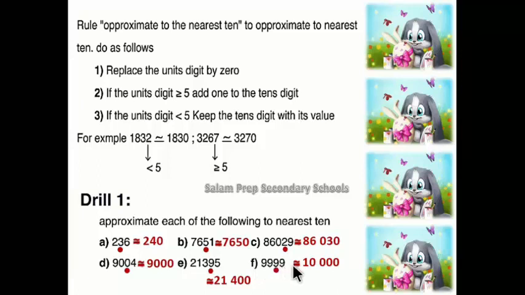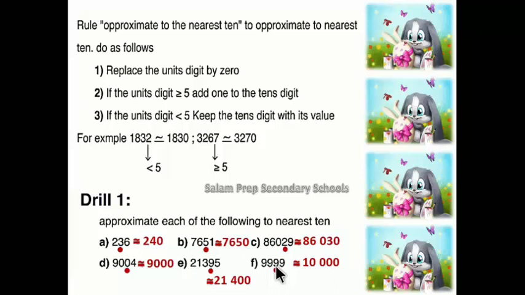9,999 is approximated to the nearest 10. Nearest 10 means please go to tens place. Focus on tens place. Before tens is units. We will write 0 in units. Okay, now look at digit in units. 9 is greater than 5. We will add 1 to 9.